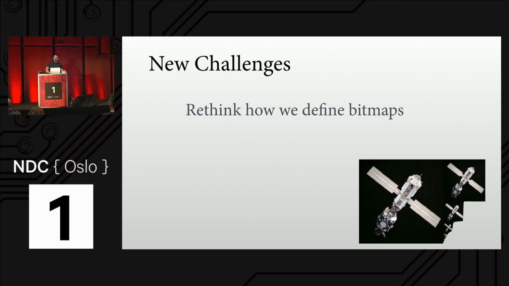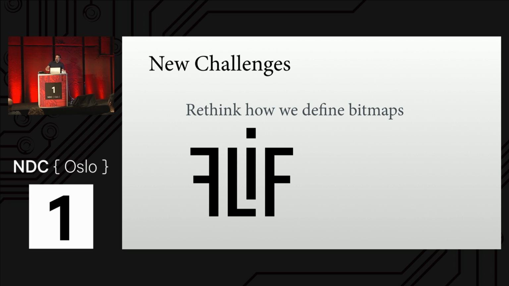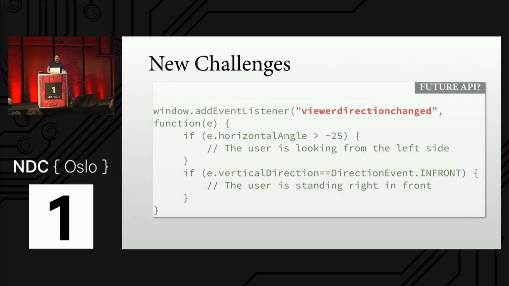That's usually called mipmaps. So we can create responsive images based on the distance of the user. There is a format called FLIF, a new image format that will support these kinds of things. So this is just ideas. It's not really a spec. But something like that, you can have media queries on the distance, like far away, or even if the user is looking at a different angle, you can change something with JavaScript. So these are new challenges that we will have.